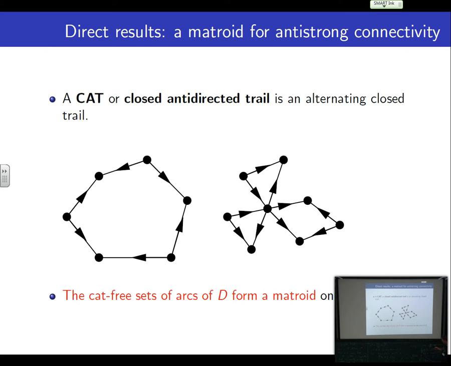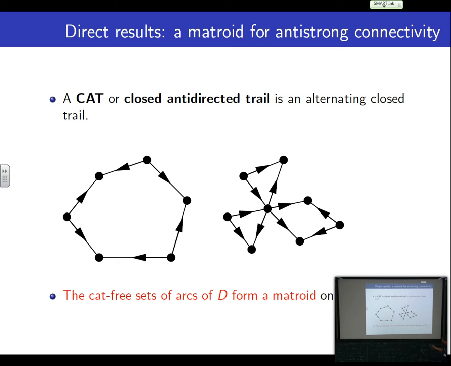Okay, so instead, we now want to look at the core things that will lead us to the more interesting things on matroids. Namely, we now study these structures of arcs, what we call CATs, closed anti-directed trails. A closed anti-directed trail is simply either an even cycle, anti-oriented, or you may intersect yourself several times. So you could go forward, backward, forward, and so on. You can see you can return like this.